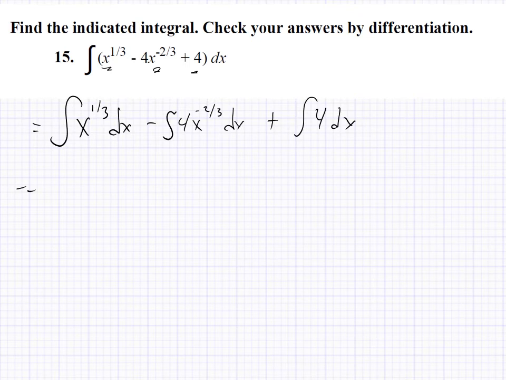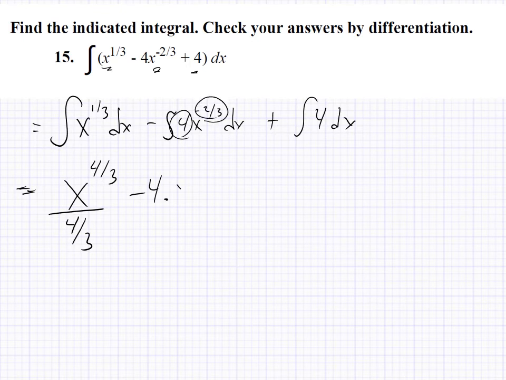Now, for the x to the 1/3, we're going to use the power rule, so we're going to add 1 to that power, which will give us 4/3, and divide by the 4/3. This 4 is a constant multiple, so I'll pull it out. I'm going to do the power rule again here, which means I'm going to add 1 to that negative 2/3, which is going to give me positive 1/3, and divide by it. And then here, this is just going to be a 4x, plus c on the end.